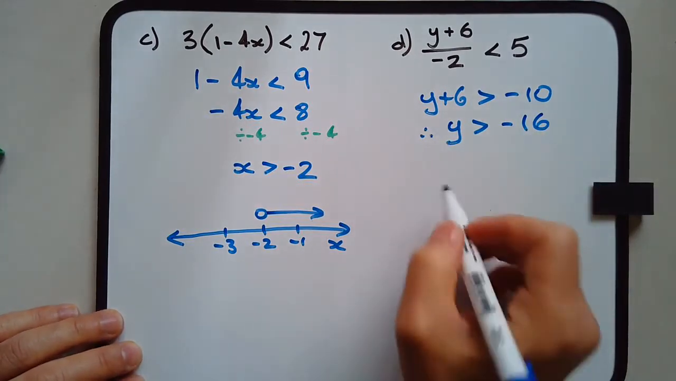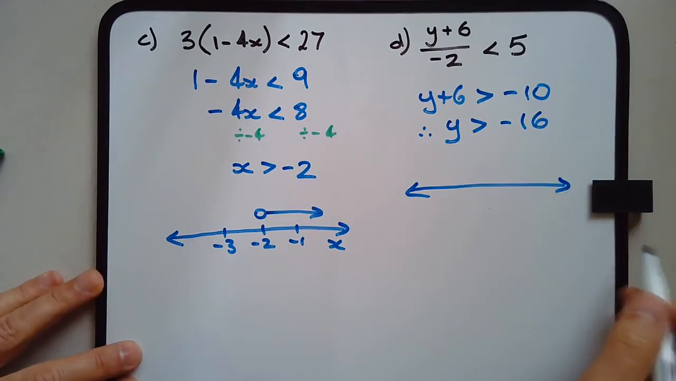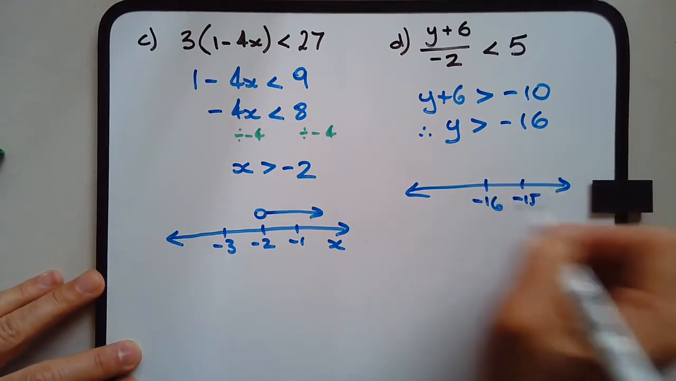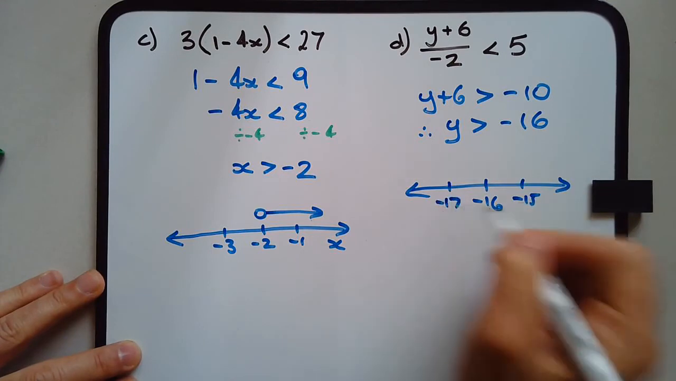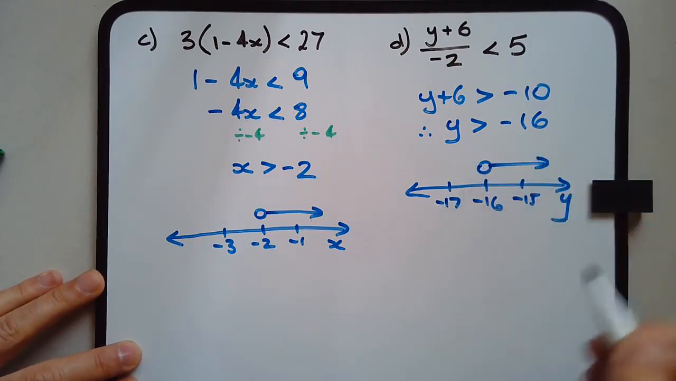So plotting that on a number line: negative 16, negative 15, negative 17, open circle again, with the arrow to the right hand side, and that's our solution for y.